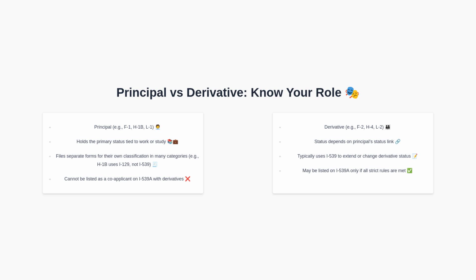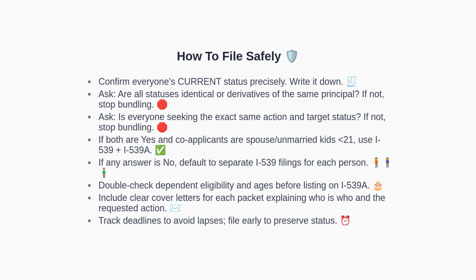On the left, the principal holder, such as an F1 student or H1B worker, holds the primary status. Their filings often involve different forms. For example, H1B uses the I-129 rather than I-539. Critically, a principal cannot be listed on I-539A as a co-applicant. On the right, derivative dependents like F2 or H4 rely on the principal's status and generally use I-539 for extensions or changes of status. Derivatives may be co-applicants via I-539A only if the identical status and identical action requirements are both satisfied.